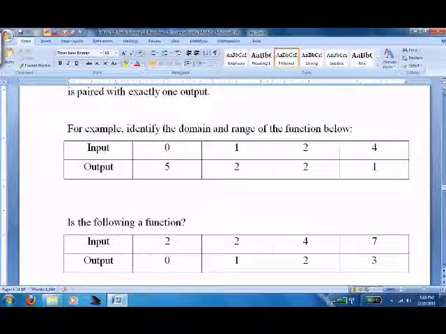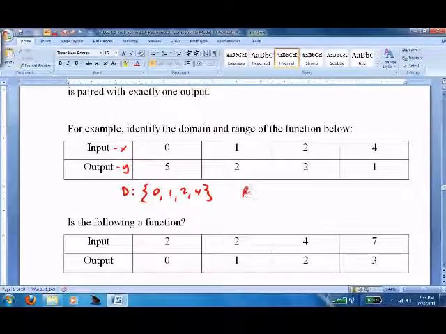So let's just practice. Domain and range of the function. Input, which is always the X, output, which is always the Y. Domain. We'll put these squiggly little brackets. 0, 1, 2, 4. Range. Again with the brackets. And we like to write them in order. 1, 2, 5. We did not have to write 2 twice because it's already listed. We don't have to write it again.